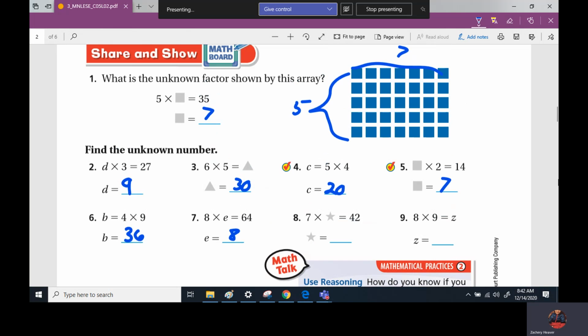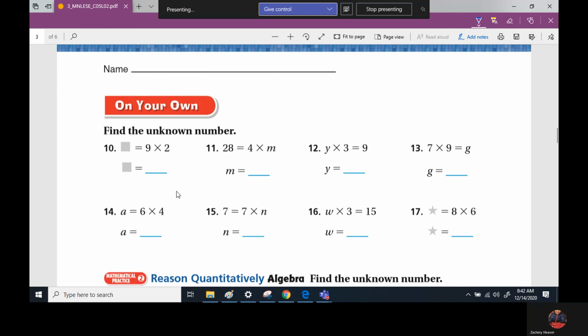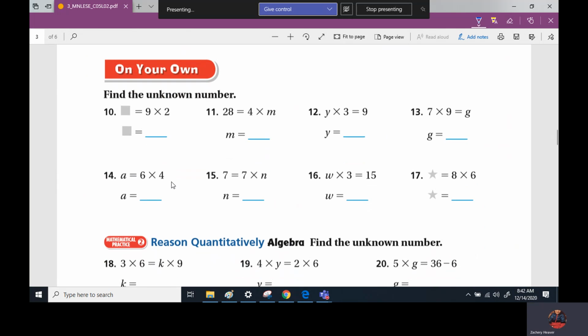And you guys can always use this multiplication chart up here. 7 times star equals 42. 7 times 6. And 9 times 8 equals Z. Z is going to equal 72. Because remember, we can do our 9 trick on this. So what's 1 less than 8? 7. 7 plus 2 makes 9. This is on your own, but I'm going to do it with you. Gray box is 9 times 2. Well, 9 times 2 is 18.